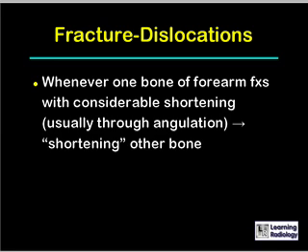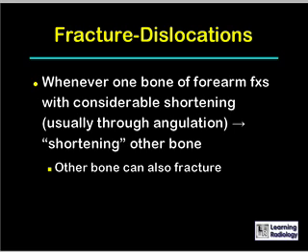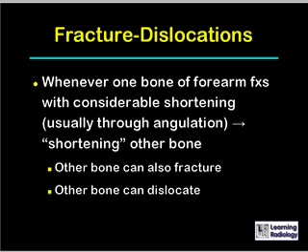Whenever one of the two bones of the forearm fractures with considerable shortening, usually due to angulation, then there has to be something which causes real or virtual shortening of the other bone. That something can be the other bone can fracture, the other bone can dislocate, or ligaments can be torn, or a combination of the three.